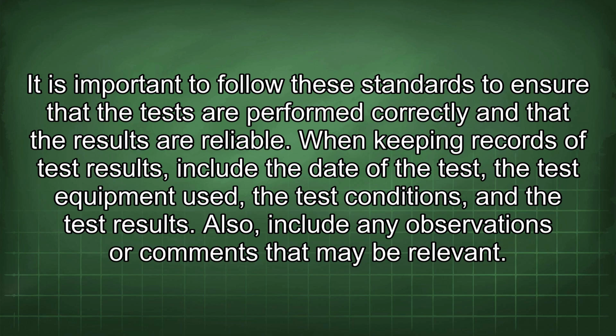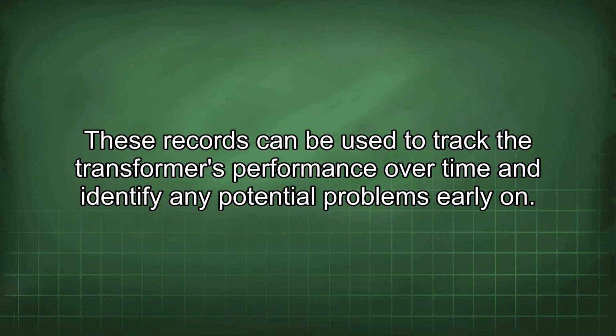When keeping records of test results, include the date of the test, the equipment used, the test conditions, and the test results. Also include any observations or comments that may be relevant. These records can be used to track the transformer's performance over time and identify any potential problems early on.